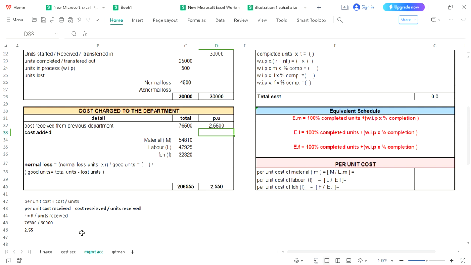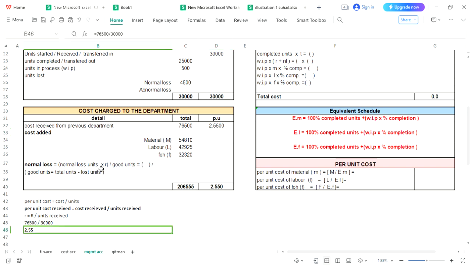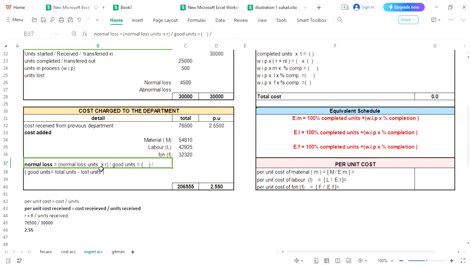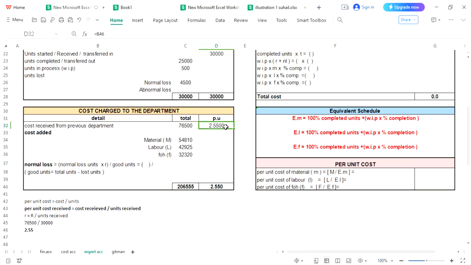You have 2.55 over here, and with the help of this we can complete the remaining part of the question. But keep it in mind, the more decimals you put over here, the more accurate an answer you will get. More decimals mean more accurate answers. Now the next part is your normal loss. As we have already discussed, for normal loss, please read this formula: normal loss units multiplied by small r. We needed small r, and here you have got the per unit cost received from the previous department. Our problem has been sorted out.